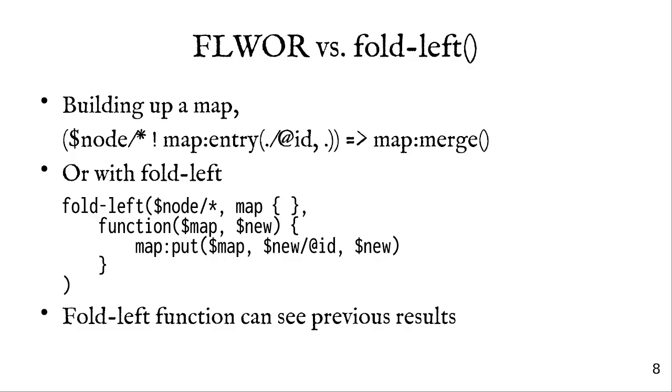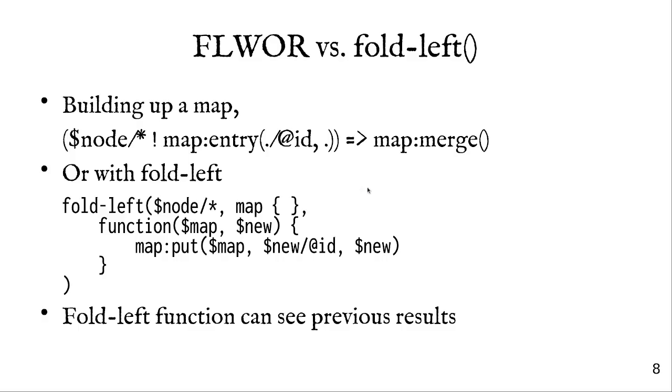So we could build up a map by taking a sequence of every child element of a node, and for each such sequence we could make a map entry, and the map entry would have the ID as a key and the node as a value. This gives us a sequence of maps, in fact, with one entry each, despite being called map entry. And we feed all that to map merge.